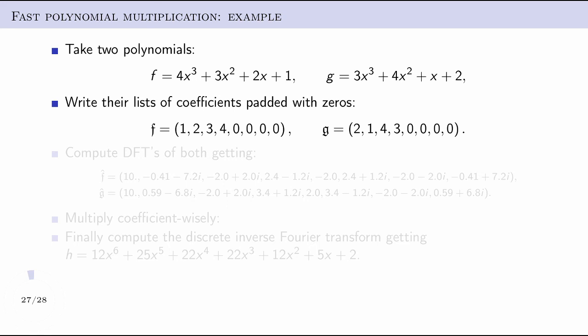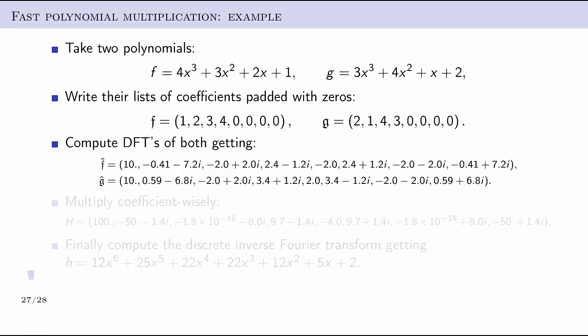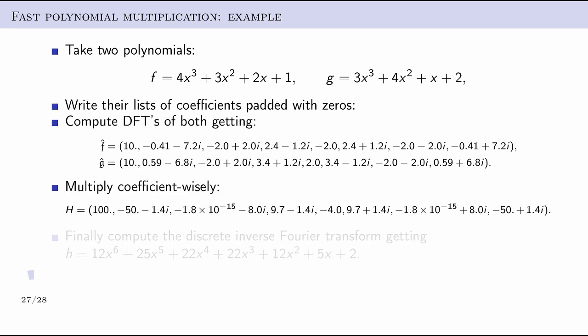The primitive root of unity of degree 8 is square root of 2 over 2 plus i square root of 2 over 2. So we can compute the discrete Fourier transform of both polynomials. Here you see the results rounded to just two digits. And what we do next, we multiply them coefficient-wise. We multiply them one by one.